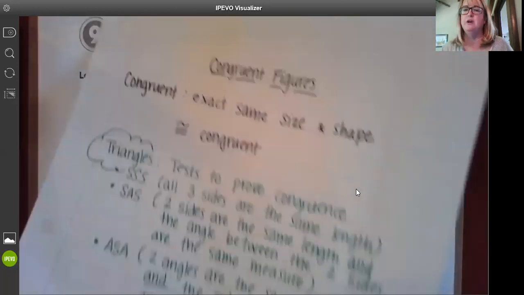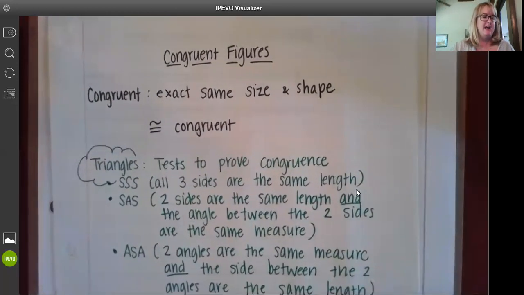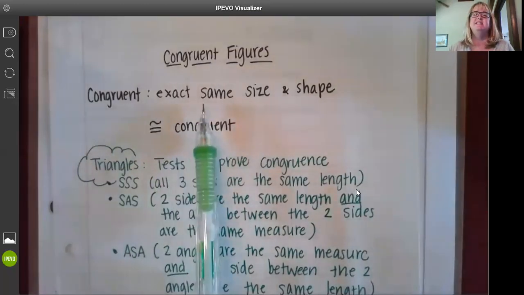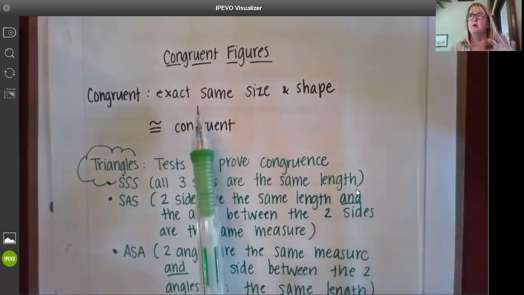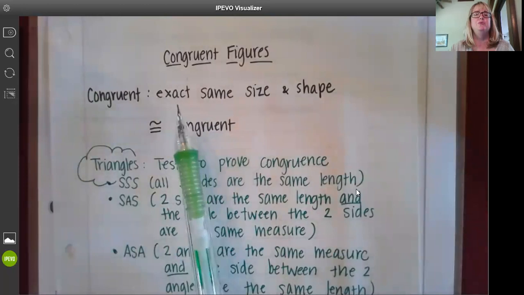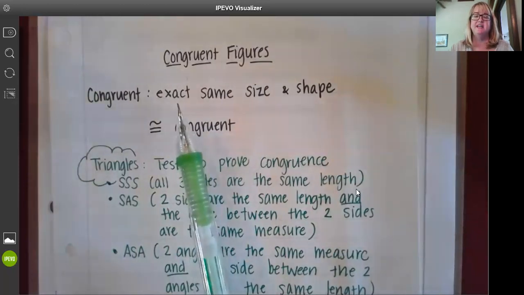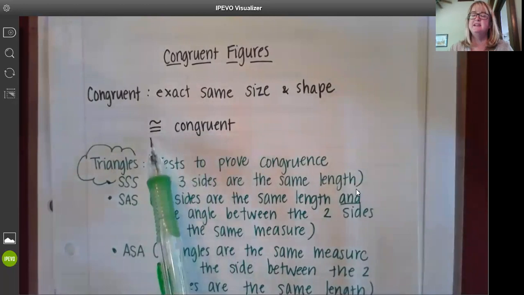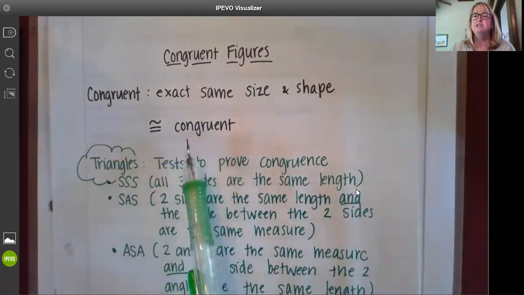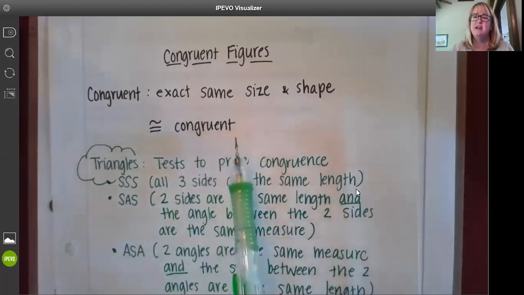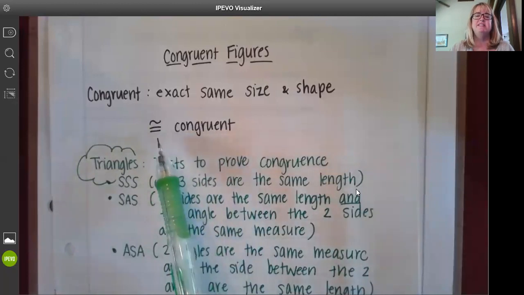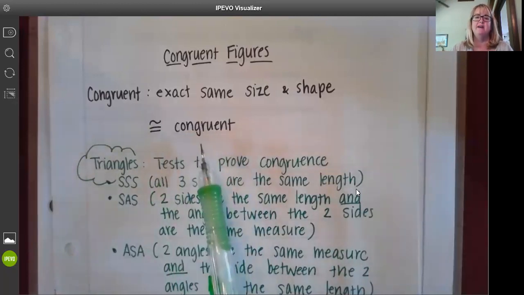So I wrote a few notes on congruent figures, and I want to go over that now. Congruent means the exact same shape and the exact same size. It doesn't matter how you turn it or flip it or move it. If two figures are the same size and same shape, they are congruent. This is the symbol for congruent. So if I write triangle ABC, then that sign, and triangle DEF, it is saying that triangle ABC is congruent to triangle DEF.